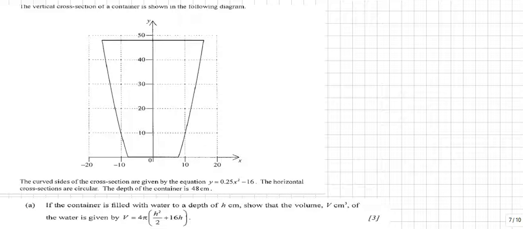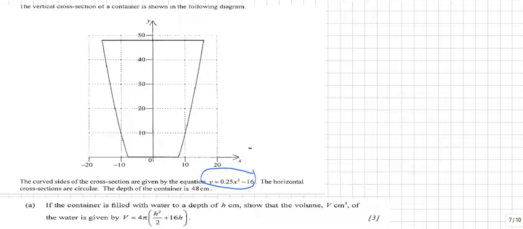This is problem 13 from section B of November 2014. When you get towards the end of the test, they start to get a little harder, to put it mildly. You have a cross-section of a container shown graphically, and the sides of the container are formed by the equation y equals 0.25x squared minus 16, which is a parabola.